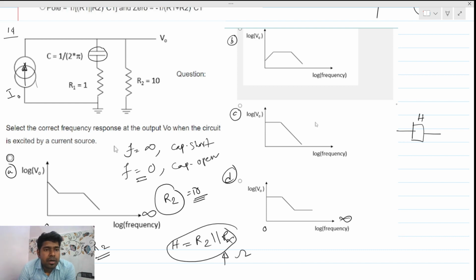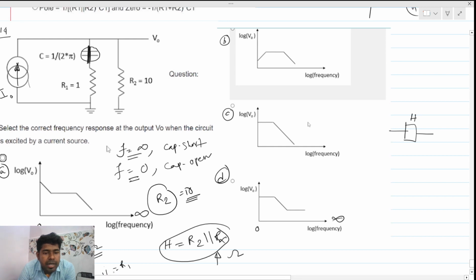Now let's see what happens at f equals infinity. At f equals infinity, this becomes short circuited. So what will be the transfer function value? H will be the parallel combination of R1 and R2, which will be nothing but around the lowest resistance of this combination. So this will be around 1. So at f equals 0, the output is around 10, and at f equals infinity, the output is around 1.